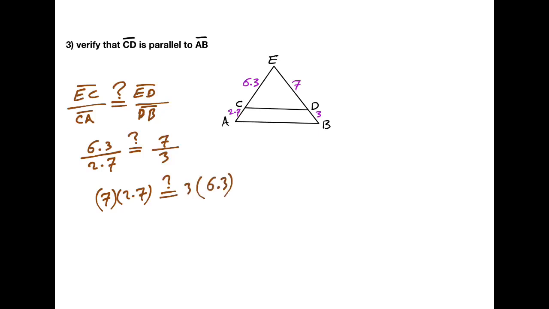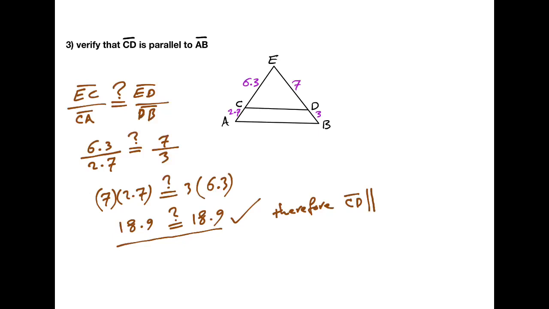So if you multiply 7 by 2.7, the answer is 18.9. If you multiply 3 by 6.3, the answer is also 18.9. So yes, these two are equal. Therefore, CD must be parallel to AB. Remember, this symbol stands for parallel. And so that was the converse of the proportionality theorem that we had in the previous video.